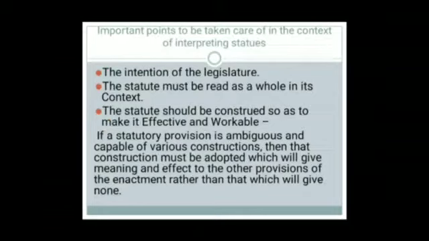Now moving to the points to be taken care of in the context of interpreting a statute. The intention of the legislature has to be seen. The statute must be read as a whole in its context. The statute should be construed so as to make it effective and workable.